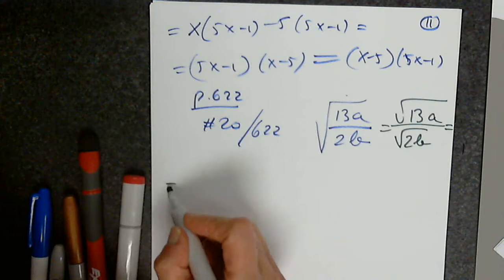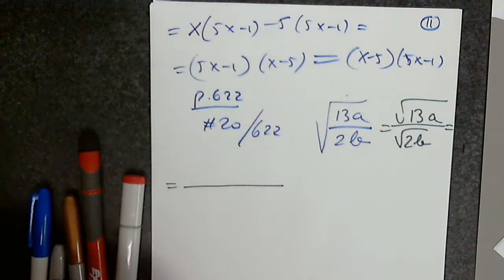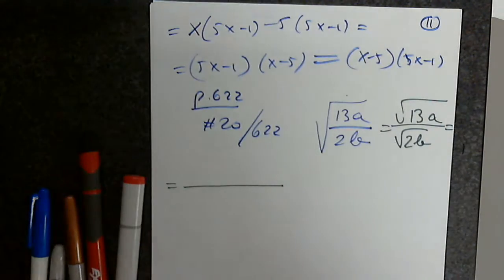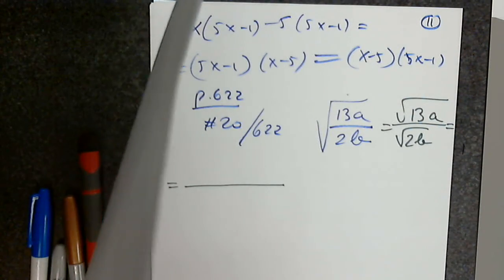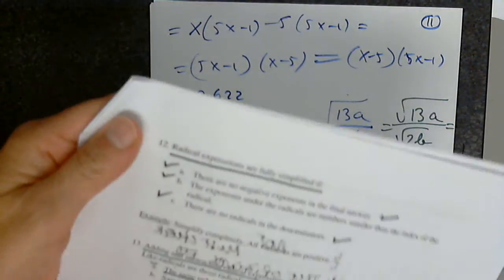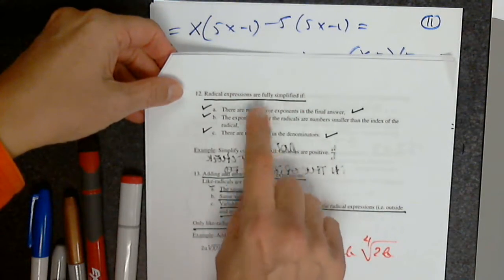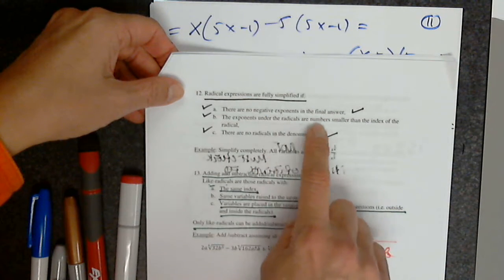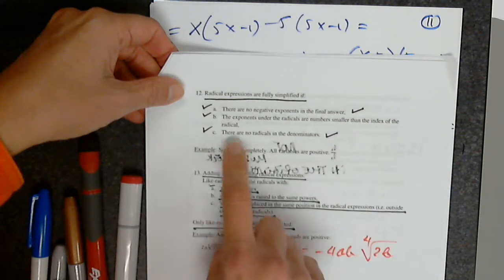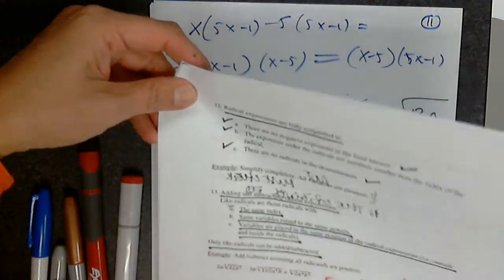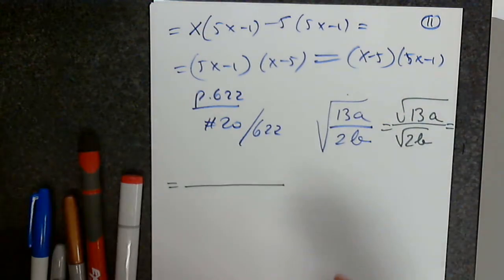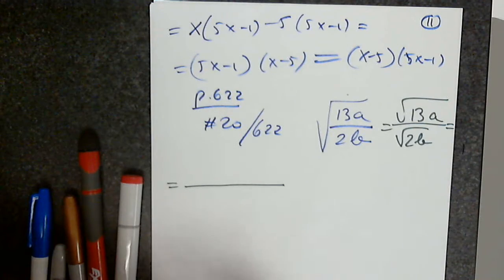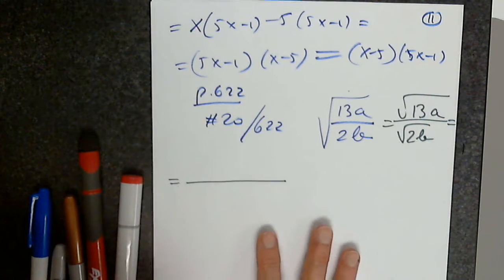And as you remember, there are specific requirements for radicals, and when a radical is fully simplified. That's on our radicals handout. A radical expression is fully simplified if there are no negative exponents in the final answer, the radicals are simplified, and there are no radicals in the denominators. So this one, the square root of 2b and the square root of 13a are all simplified, but there is a radical in the denominator.